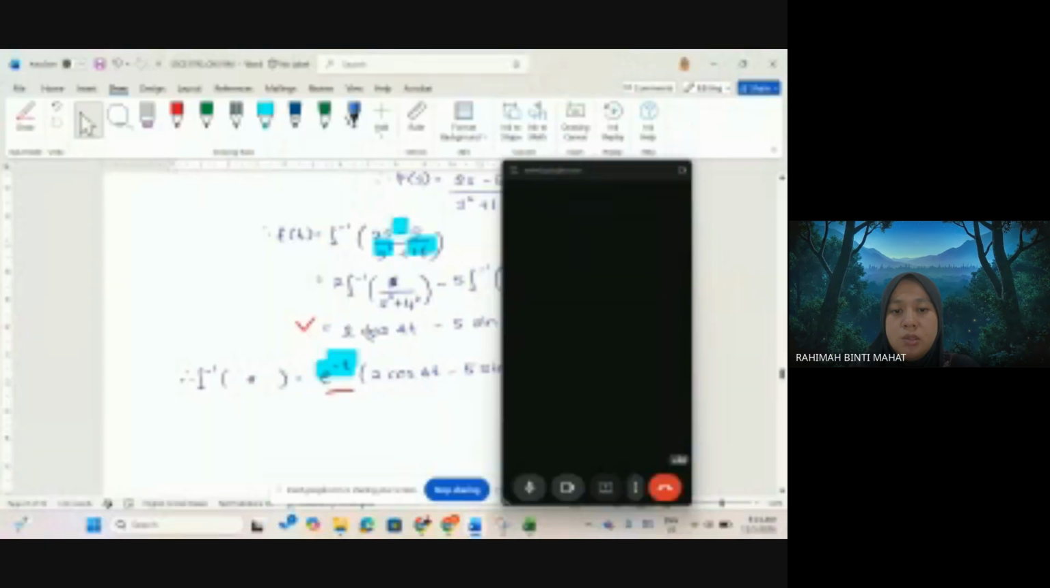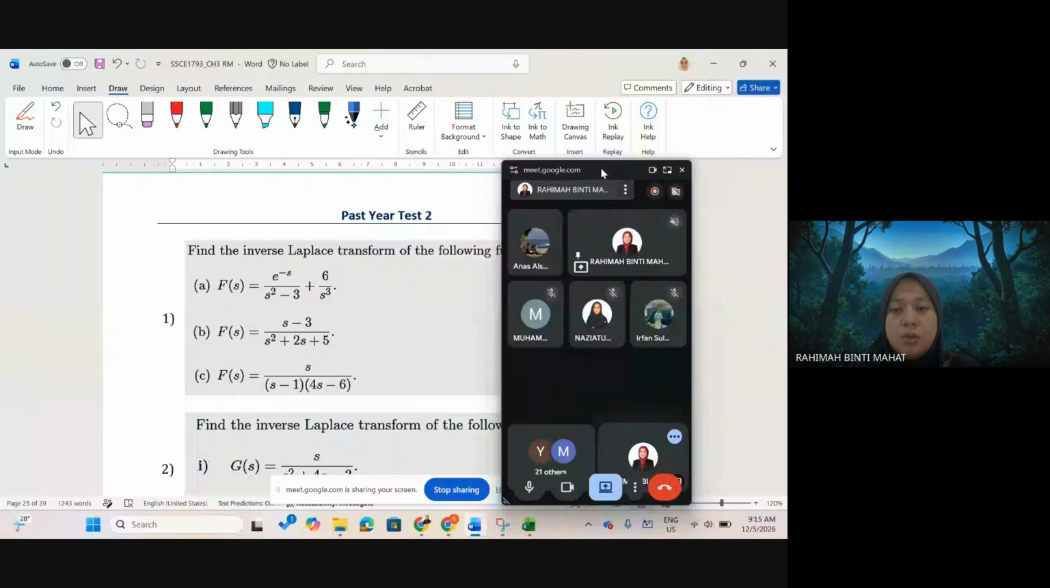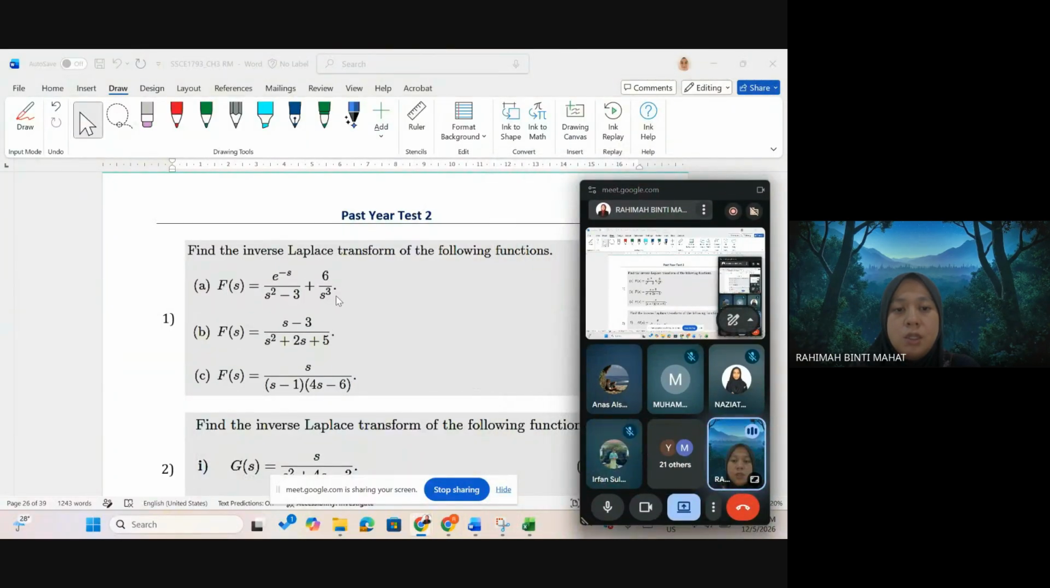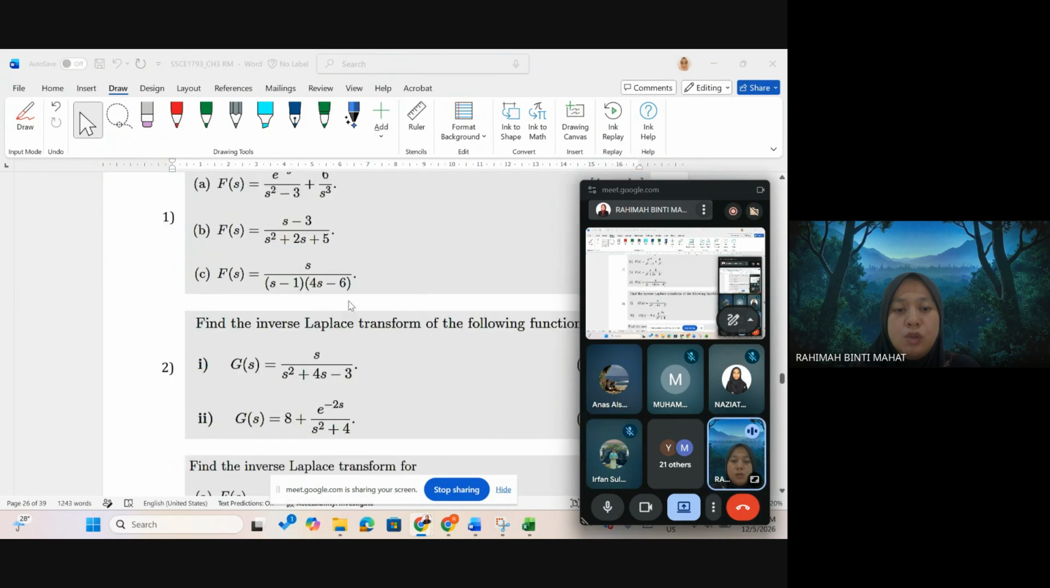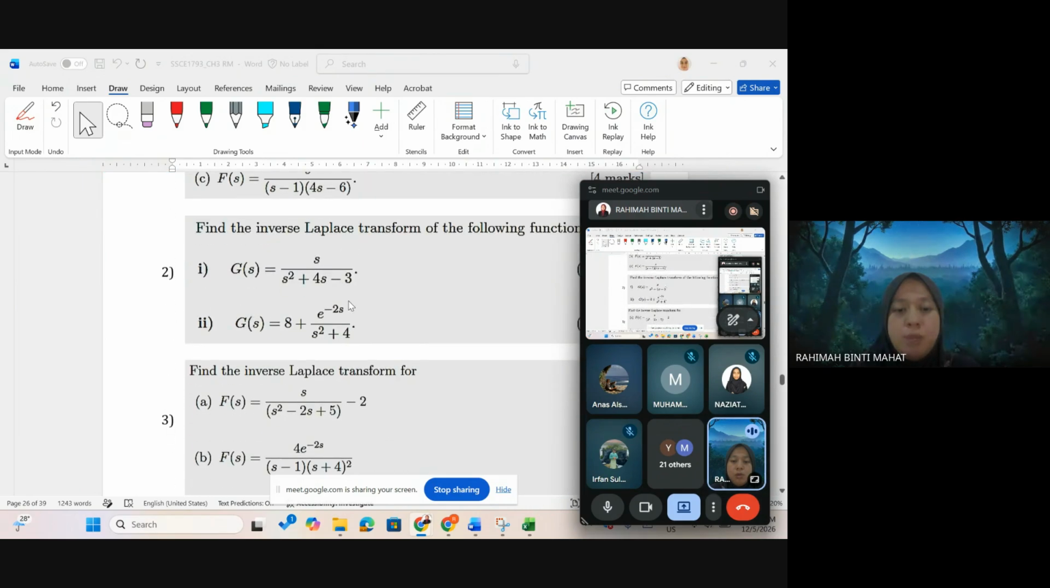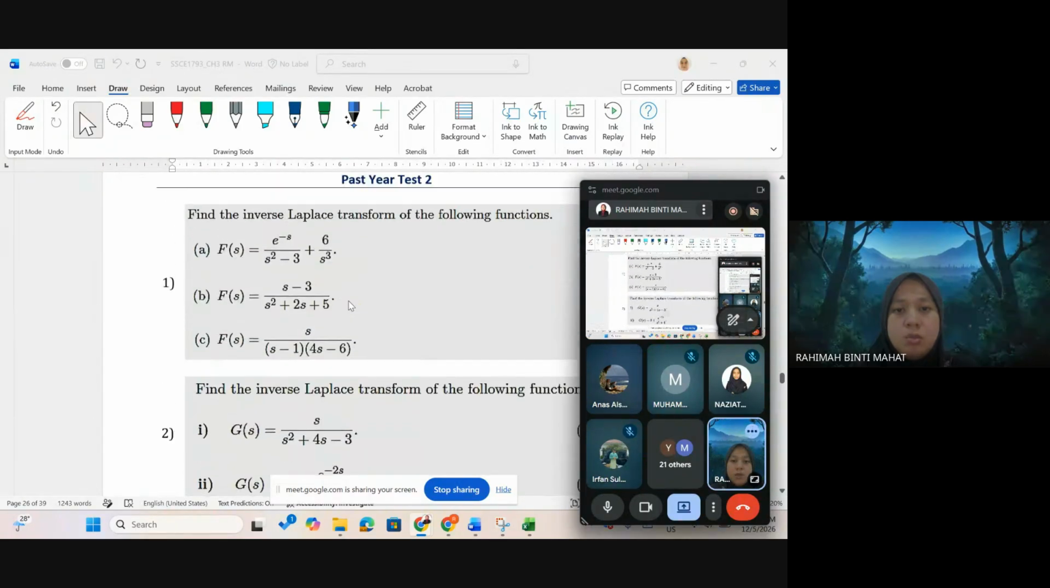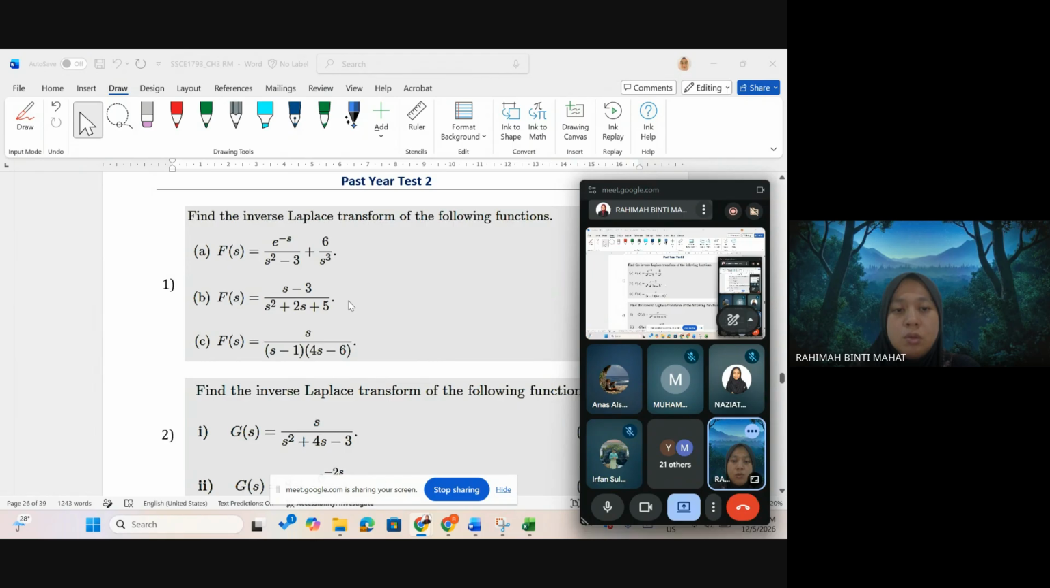Okay, so maybe you can try from the exercise here. You can try this one, the partial fractions test. Find the inverse of the following. This is from your past year test 2. Is it test 2? Test 2. Okay, you can try number 1 first. Can you try?